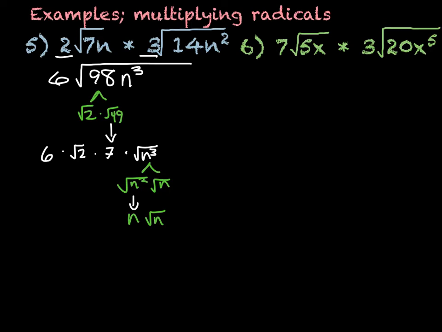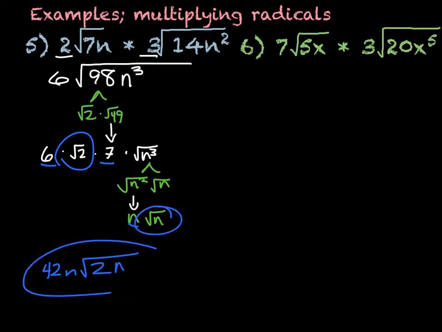Okay, so now I put everything together. 6 times 7 times n is all outside the square root. So I have 6 times 7, which is 42, times my n, and what's left under the square root? The square root of 2 and the square root of n. So that is your final answer.